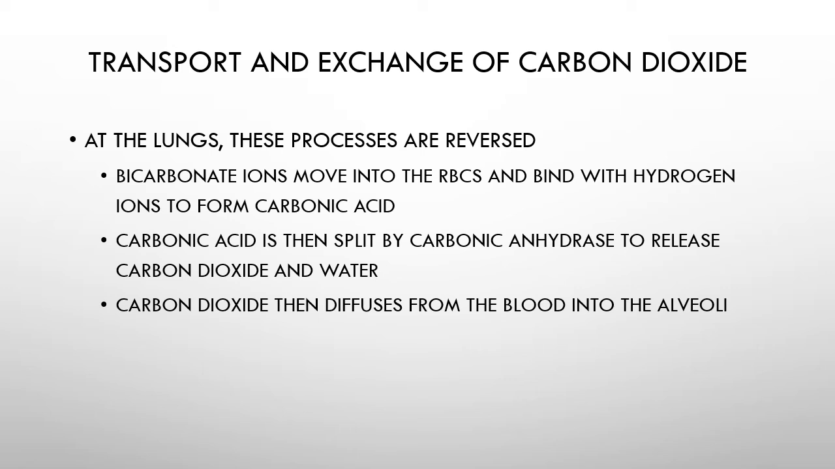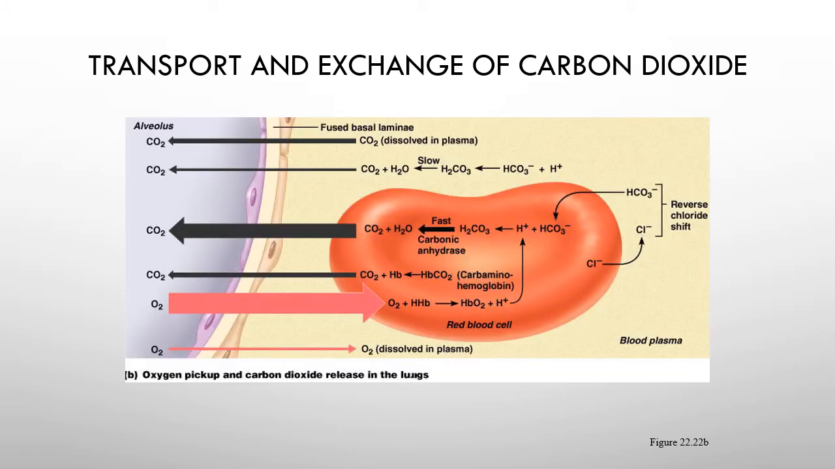At the lungs, basically everything just goes in reverse. And so bicarbonate ions move back into the red blood cells. They bind with the hydrogen that they, in a sense, left behind before to form carbonic acid. We then have that carbonic anhydrase once again, and that's going to then split our carbonic acid back into carbon dioxide and water, and then that carbon dioxide is going to move along its concentration gradient and move into the alveoli of the lungs themselves. And so we just reverse this process to move our CO2 back in.